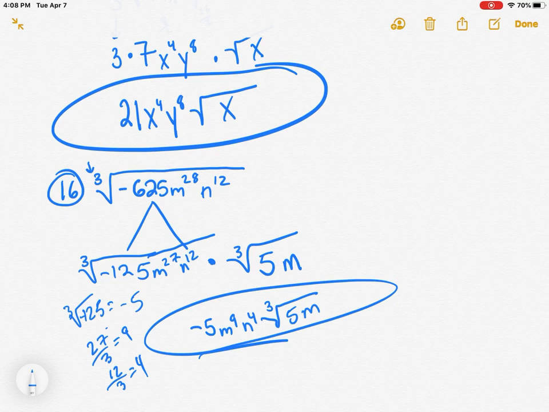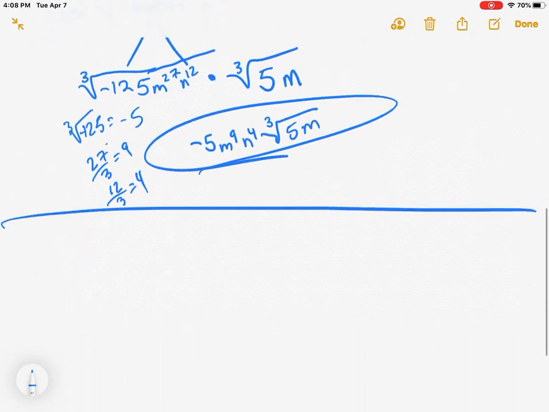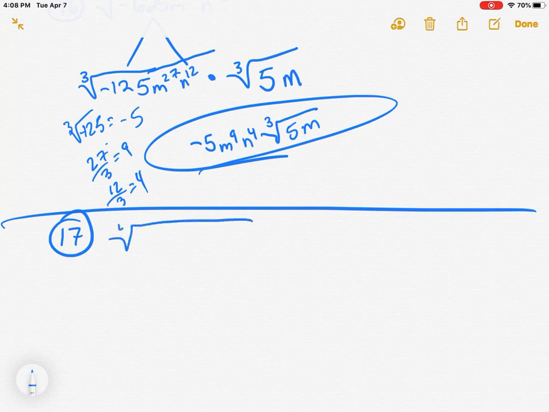So the same thing, you do the same exact thing if you're looking for a multiple of 4. All right, so let's look at another example here. Let's go a multiple of 4. Let's look at number 17. This is on the homework 1. So I have the 4th root, my index right there is 4, of 243 m to the 5th n to the 13th.